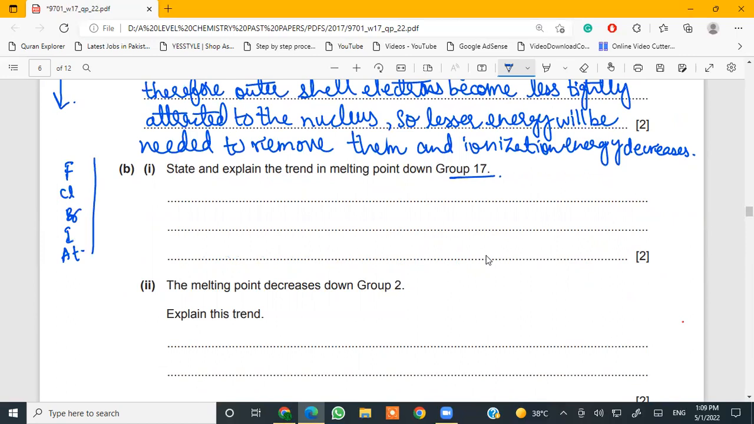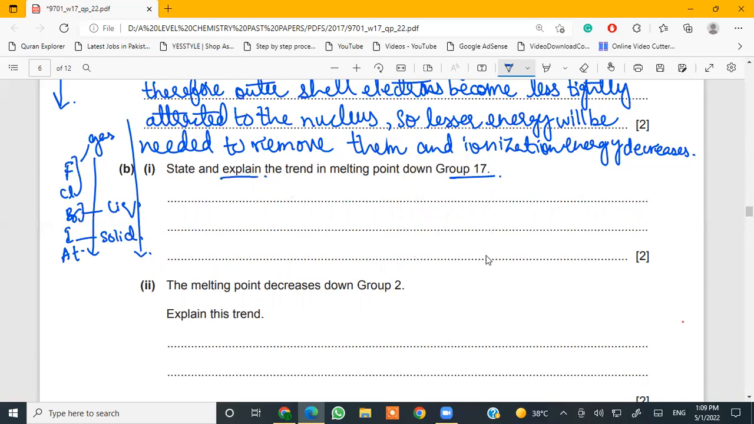As you go down the group, these two are gases. Bromine is a liquid. Iodine is a solid. So what's happening to the states? The states are becoming stronger and stronger. This means melting point is actually increasing, because solids have a higher melting point compared to gases. So state it, and you need to explain it as well.